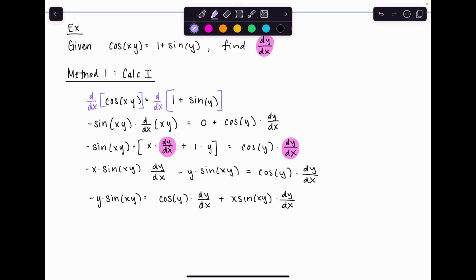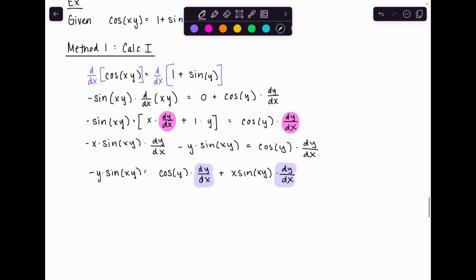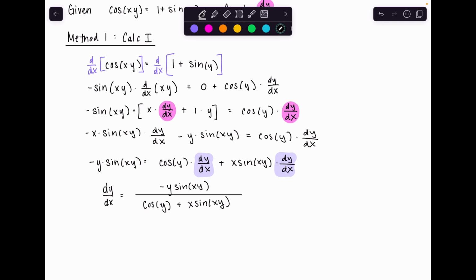Then, because these both have the dy/dx in common, you factor it out, and then you divide by what's left over. So immediately that tells me dy/dx is going to be negative y sine of xy all over cosine of y plus x sine of xy. All right, so that's method 1. That's the way you're used to from Calc 1.